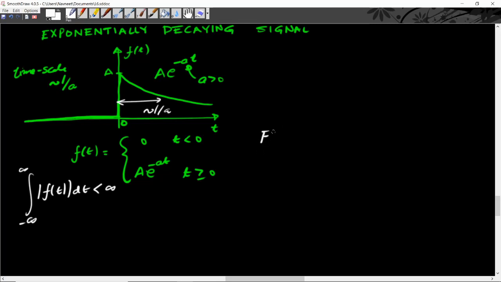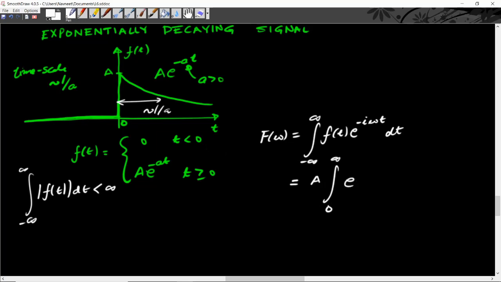So we have the Fourier transform F of omega, which is given by this particular integral. Because the function is 0 for all values of time less than 0, we'll have an integral from 0 to infinity, and over this time interval the function takes on a value of e to the power minus at, and then we have a product with this complex exponential.